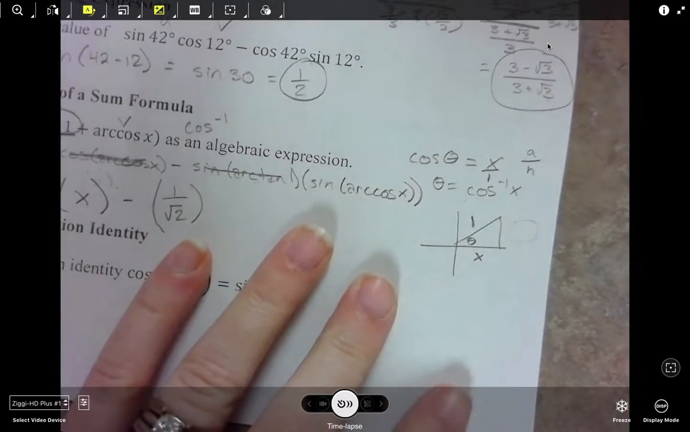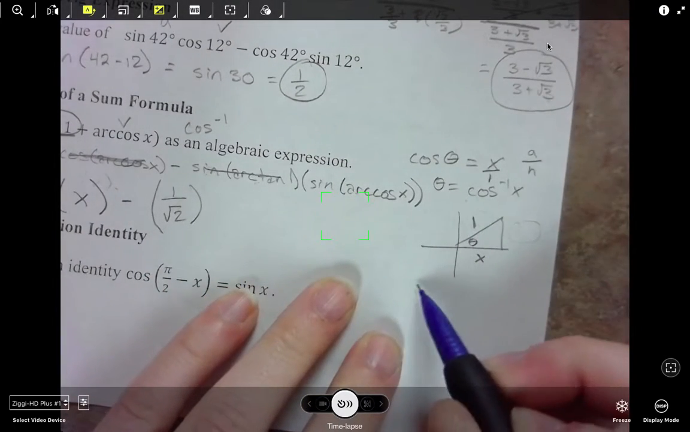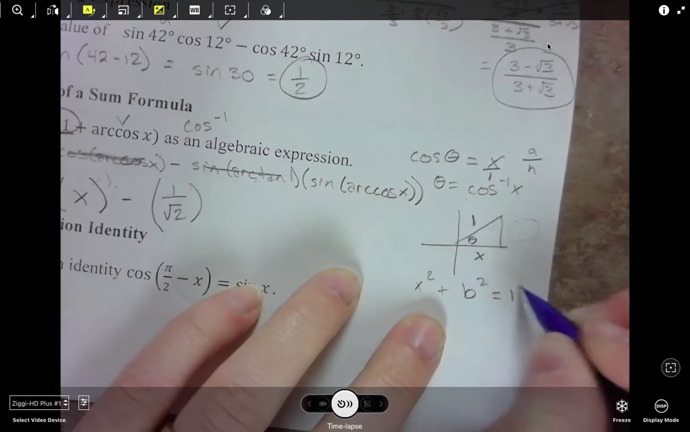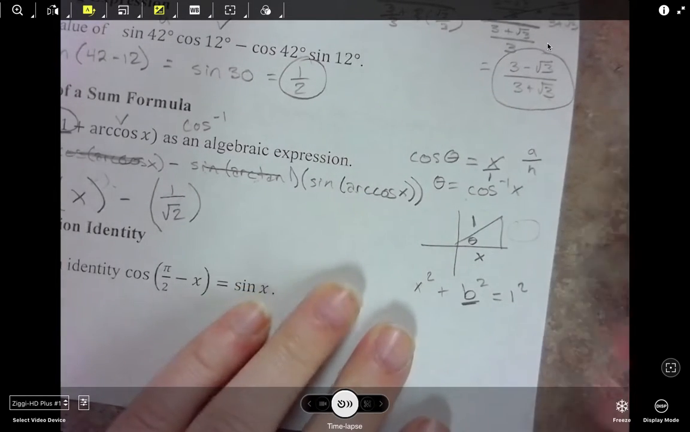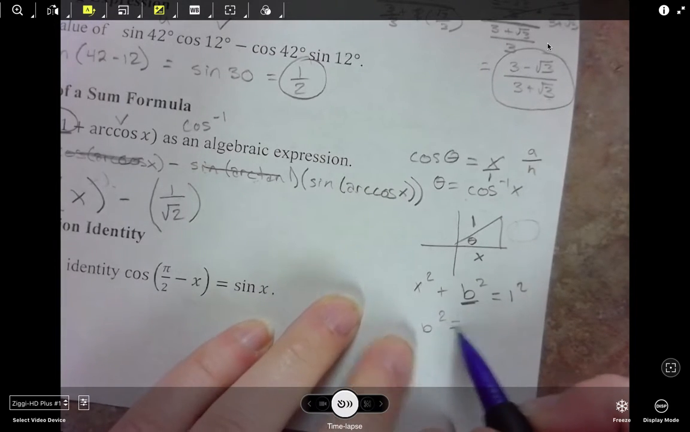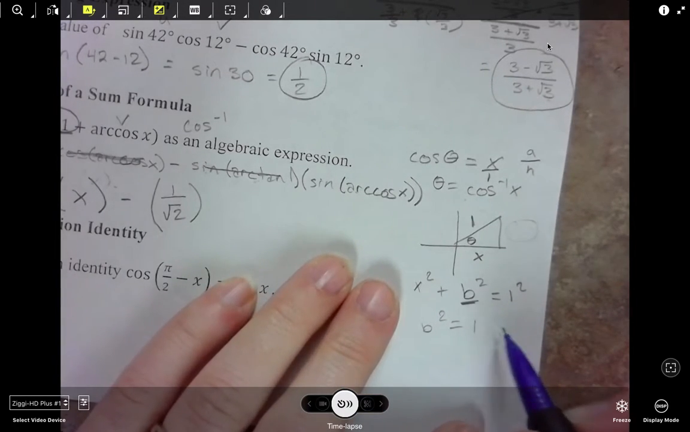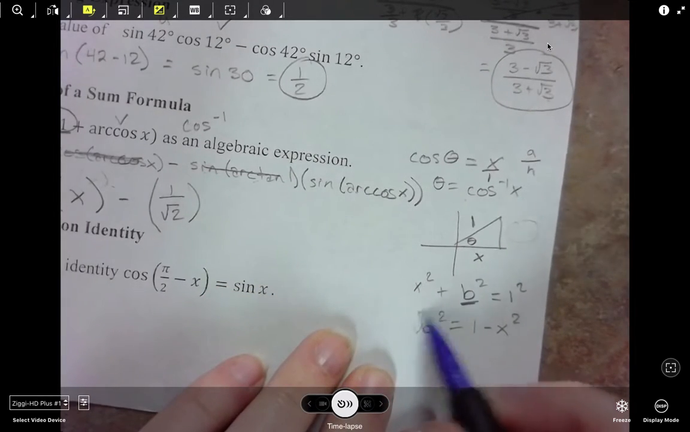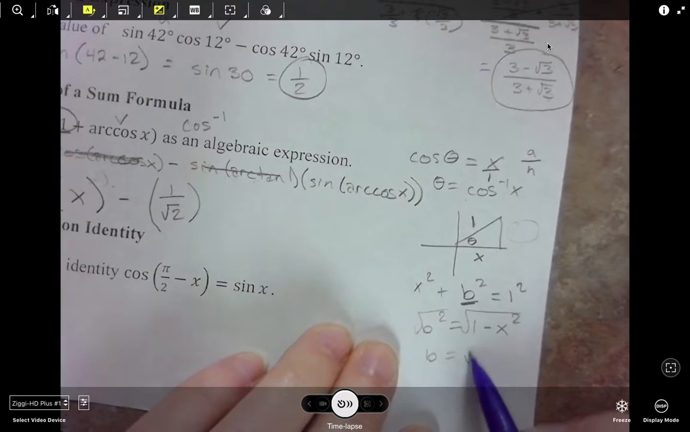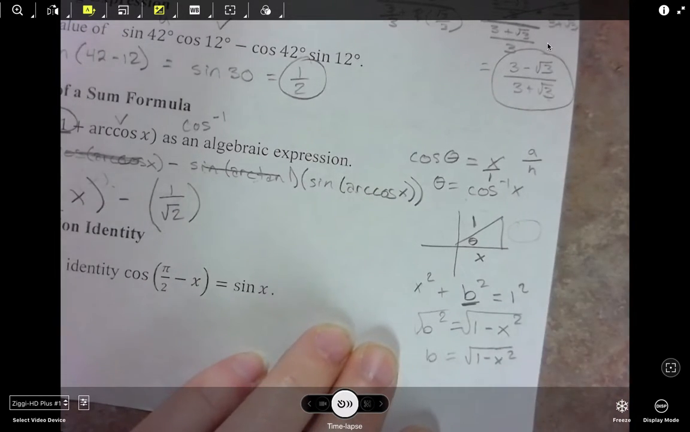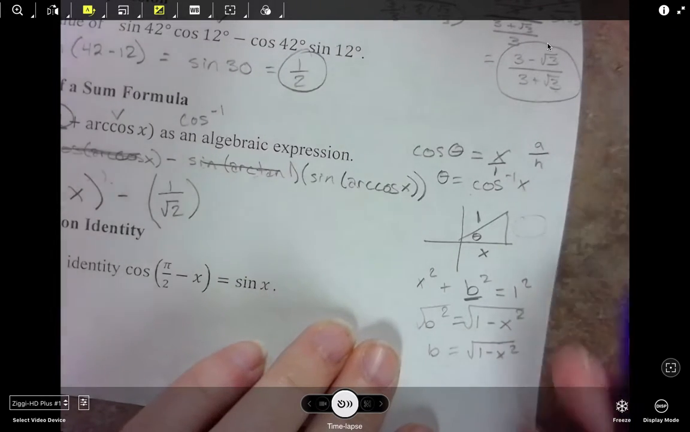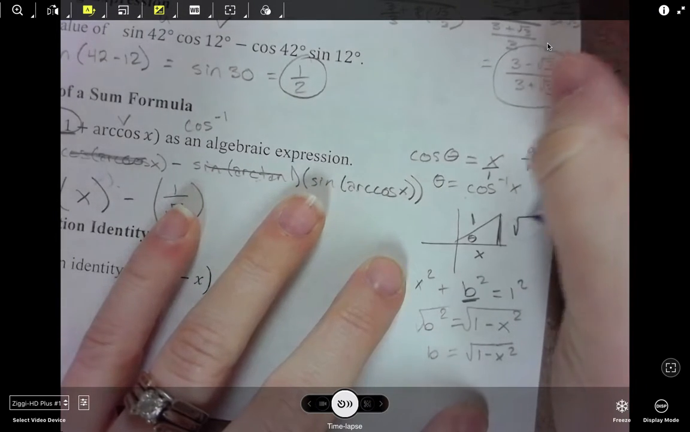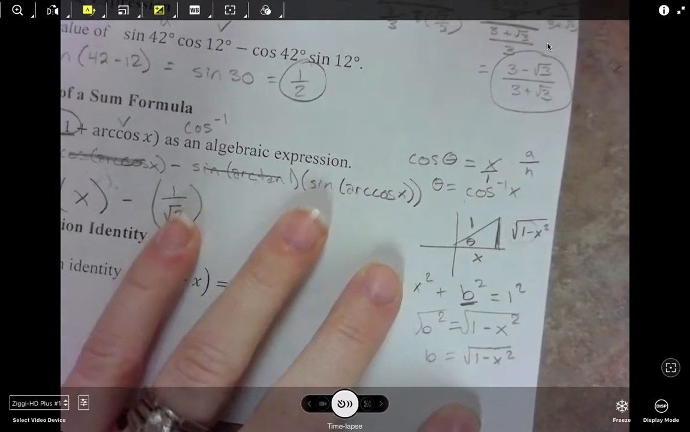So I'm going to have to do the Pythagorean theorem, and this one I can't really do in my head. I've got x squared plus, let's call it b squared, equals 1 squared. We're solving for this b right here. So b squared is equal to 1 squared, which is 1 minus x squared, and b is equal to the square root of 1 minus x squared. Normally we would say plus and minus because we took the square root, but this is representing a distance, and it's a positive distance. So it's only the positive square root.